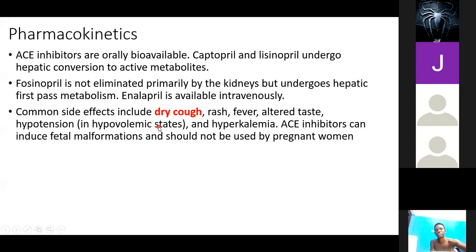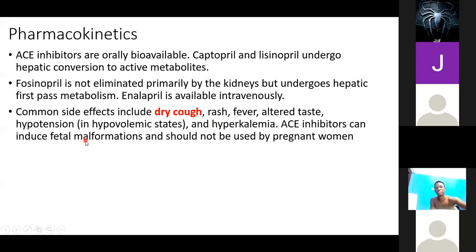Now we have some of the side effects, which include dry cough, rash, fever, altered taste, hypotension, and hyperkalemia. Also, ACE inhibitors can induce fetal malformation and should be used cautiously in pregnant women. Please remember, I said it should be used cautiously in pregnant women. What drug did I say? I said ACE inhibitors. Okay, so you should expect a question from this.